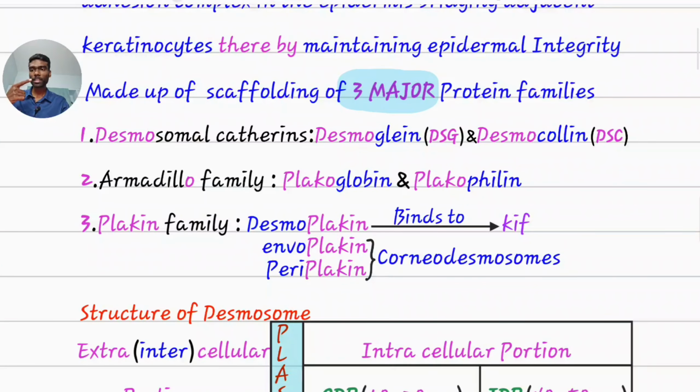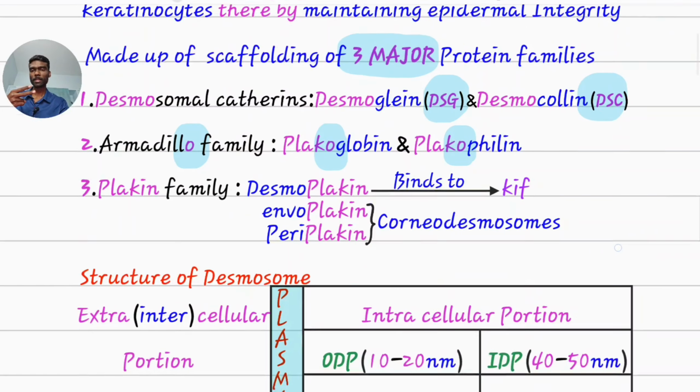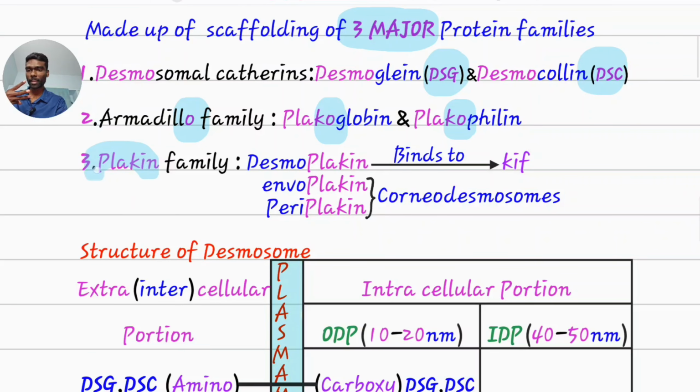Number one, desmosomal cadherins, which contain desmoglein and desmocollins. Number two, armadillo family, which contains plakoglobin, plakophilin. Number three, plakin family, which contains desmoplakin, envoplakin and periplakins. These envoplakin and periplakins are present in corneodesmosomes.